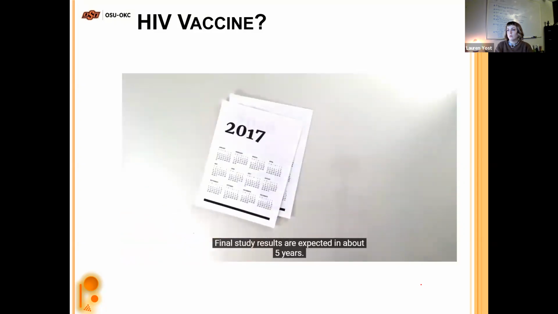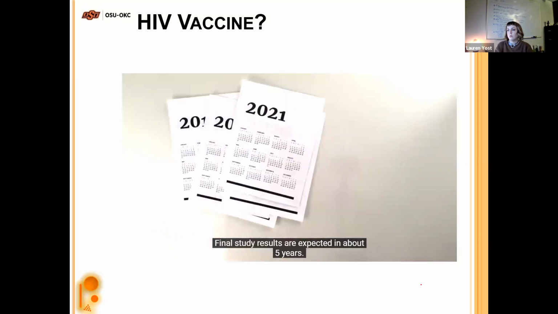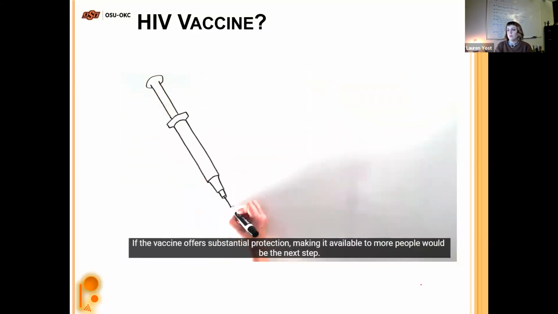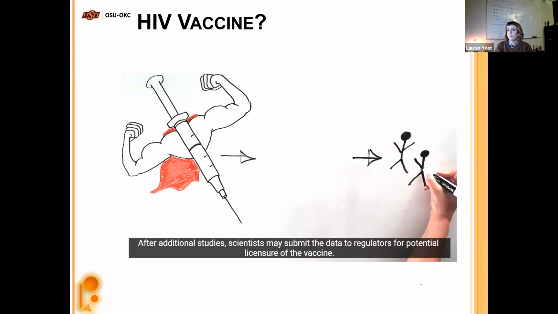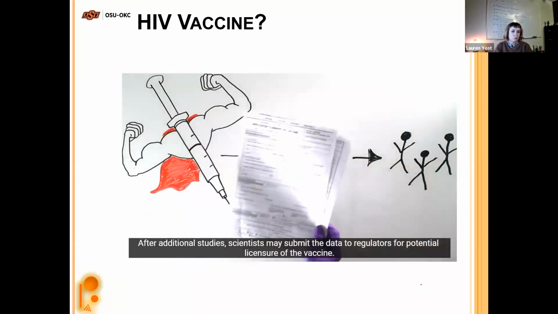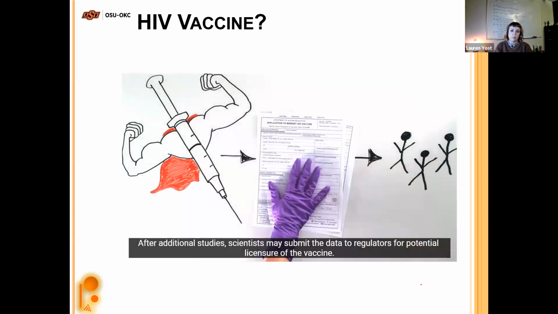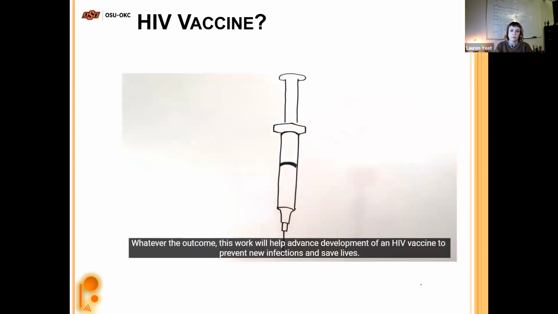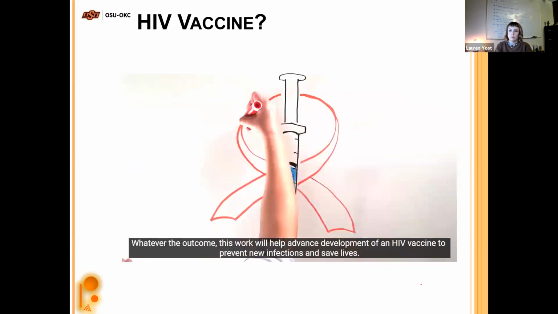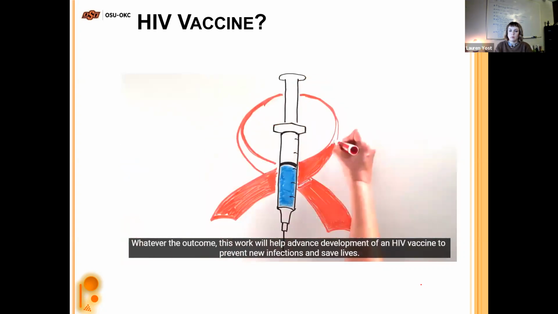Final study results are expected in about 5 years. If the vaccine offers substantial protection, making it available to more people would be the next step. After additional studies, scientists may submit the data to regulators for potential licensure of the vaccine. Whatever the outcome, this work will help advance development of an HIV vaccine to prevent new infections and save lives.